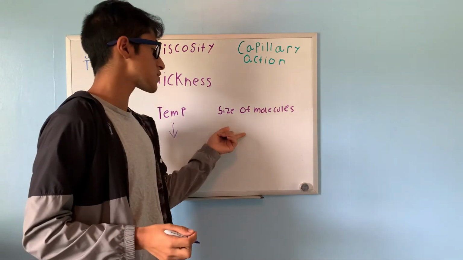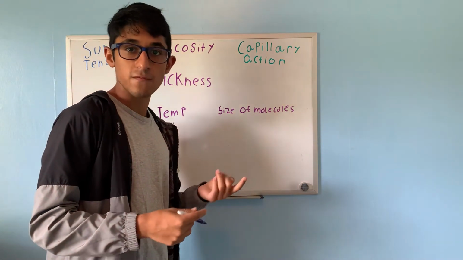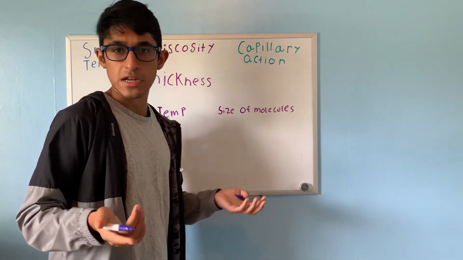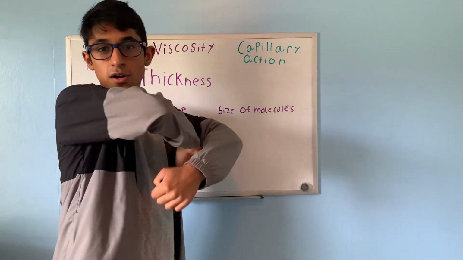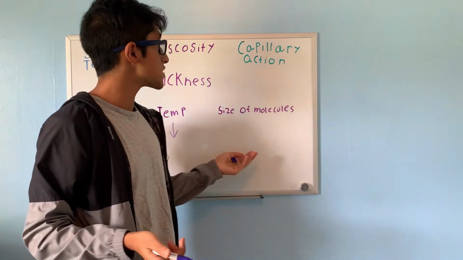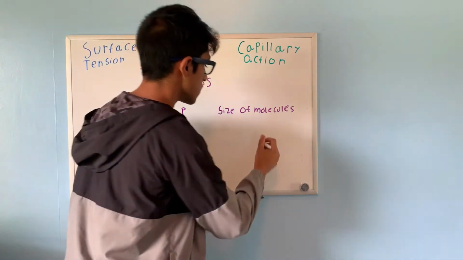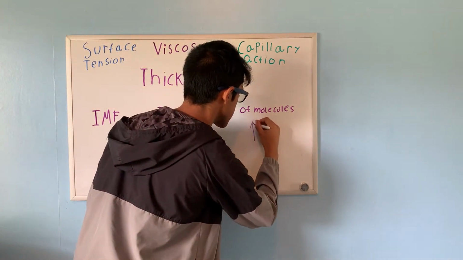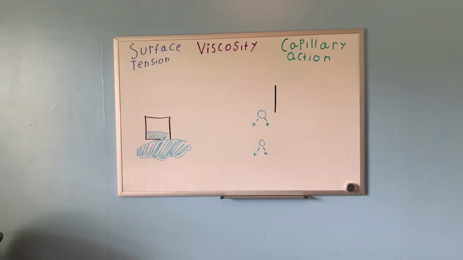And the size of the molecules is a little bit more intuitive. If you have a bunch of large molecules with a lot of branches, they're more likely to get stuck, like the arms of the branches are likely to get stuck, and they are less likely to flow. So that means if we want a high viscosity liquid, we need to increase the size of the molecules.